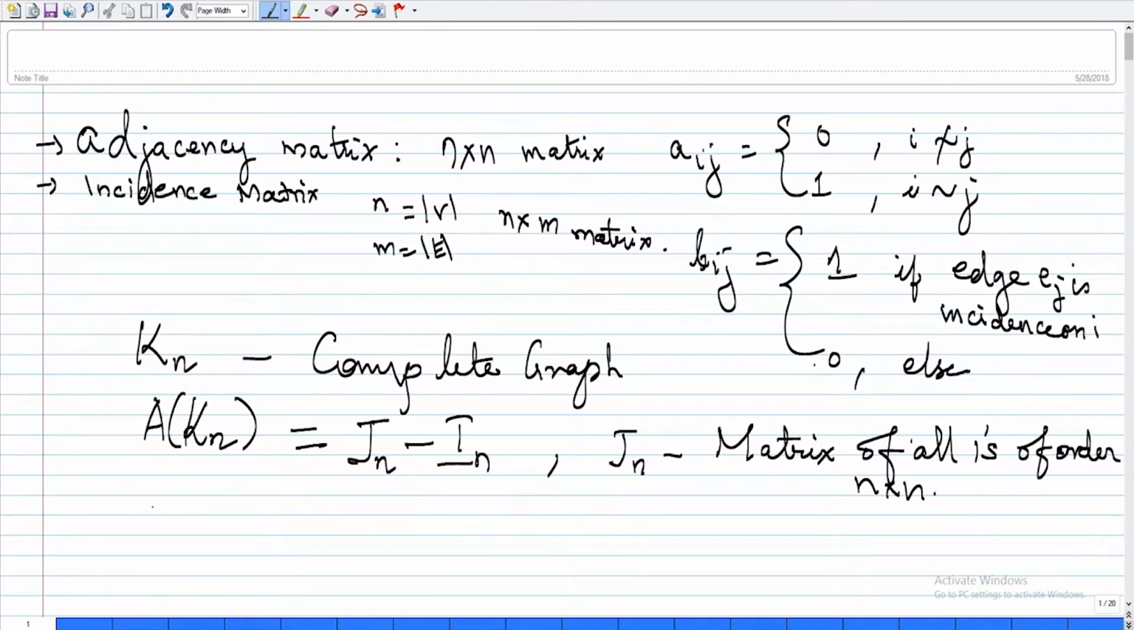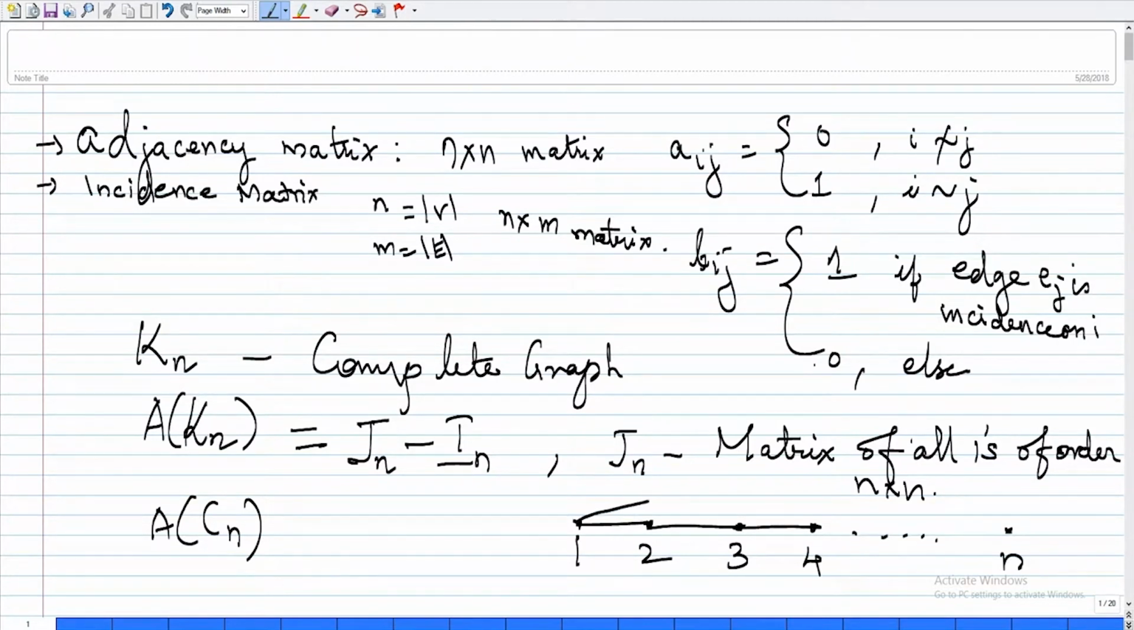So what about Cn? Cn is nothing but a cycle on n vertices, just a cycle. We are talking only about the adjacency matrix. We will go into the other classes later. We will start with the adjacency matrix. Come on guys, let us call it a cycle. If you want to pictorially represent it, take vertex 1 and I have 2, 3, 4 and so on. I can just have n and there is going to be an edge connecting 1 and n.